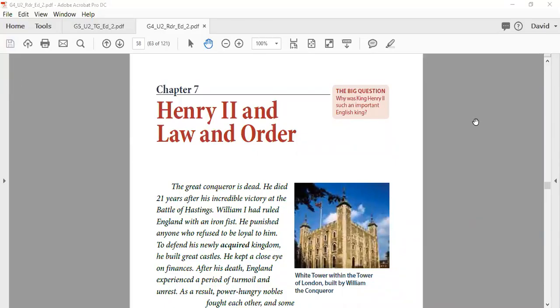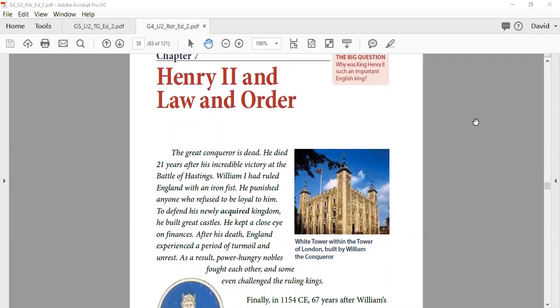We are reading the CKLA 4th grade Domain 2 reader on the Middle Ages. This is chapter 7, Henry II and Law and Order. The big question: why was King Henry II such an important English king?